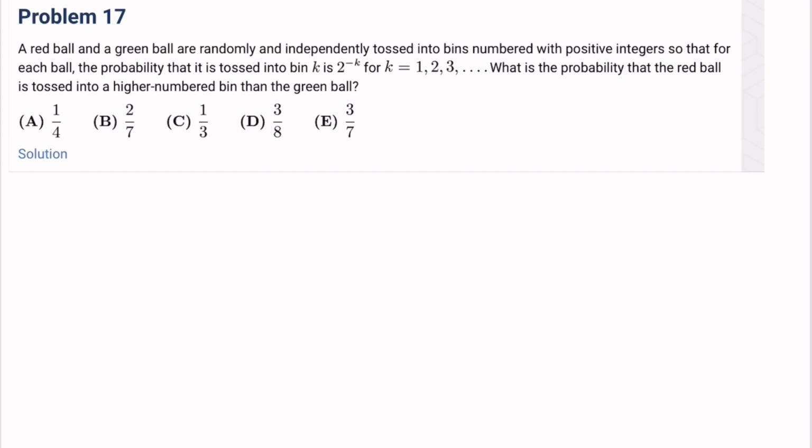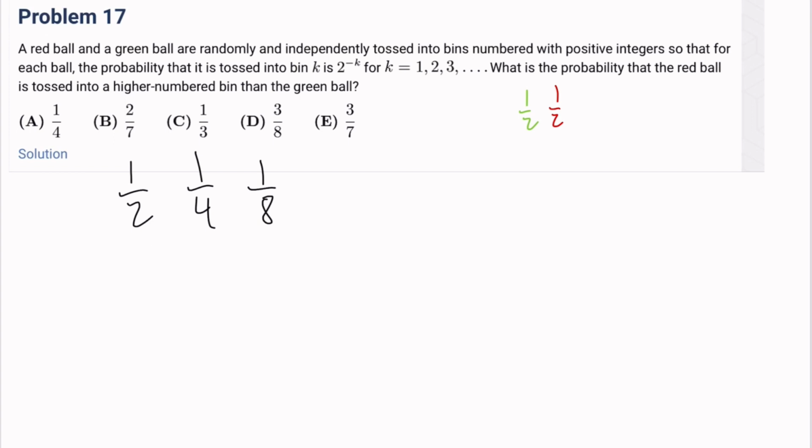Okay, so let's see the probability of being tossed into each bin. For bin 1, it's 1 over 2. For bin 2, it's 1 over 4. For bin 3, it's 1 over 8, and so on, right? We need to find the probability that the red ball is tossed into a higher number bin than the green ball. If the green ball is tossed into bin 1, then the probability that the red ball is tossed into a higher numbered bin is everything after that, and everything after that adds up to 1 over 2. And so if green is 1 over 2, then red is also 1 over 2, right?